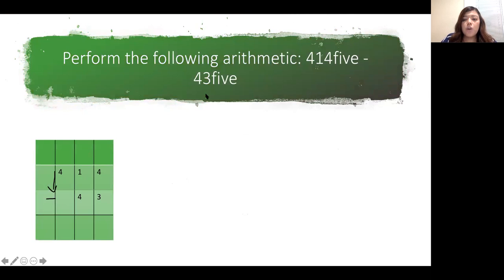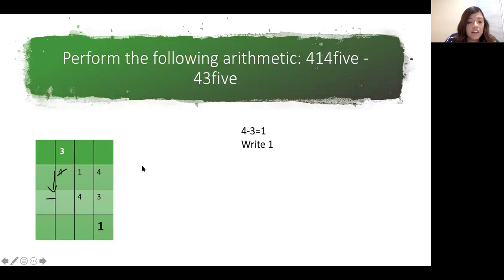All right, for the next one, we are going to do subtraction. So we are dealing with base 5, we're just subtracting. So we have 414 base 5 minus 43 base 5. Once again, I've already created the chart that works out the best for me. So we'll go ahead and start with our very first. So here we're subtracting. So you do 4 minus 3 is 1. You just go ahead and write your 1 down.